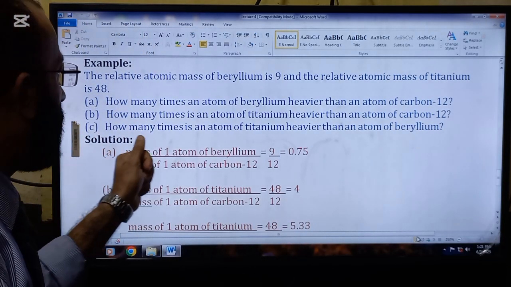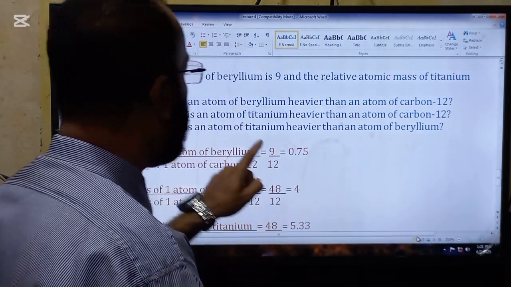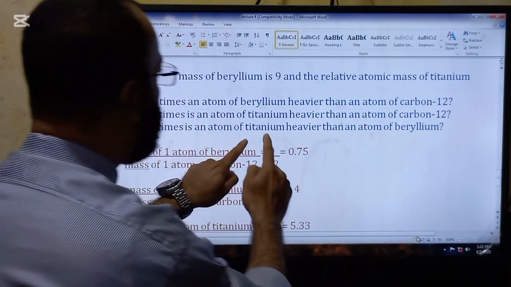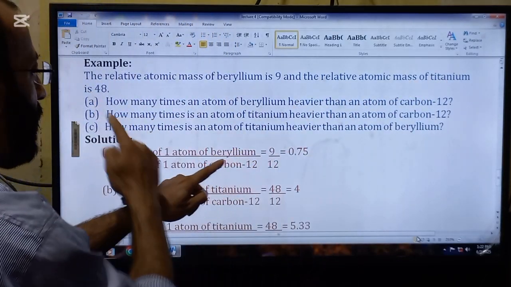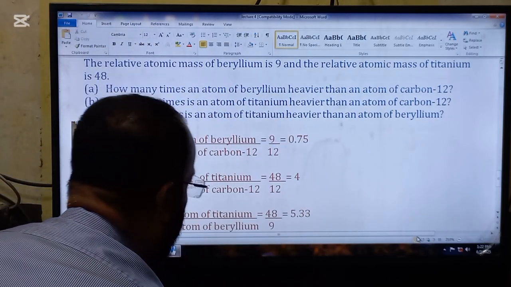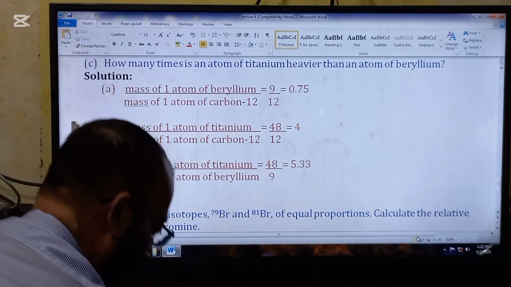C part, how many times is an atom of the titanium heavier than atom of the beryllium? So titanium is going to be compared with beryllium. So titanium's mass, that is 48, will be written in numerator and beryllium's mass, that is 9, will be written in the denominator. After cancellation, you will get the answer.